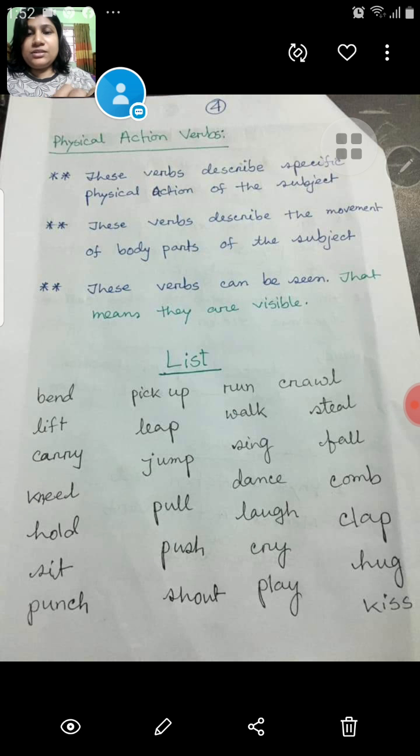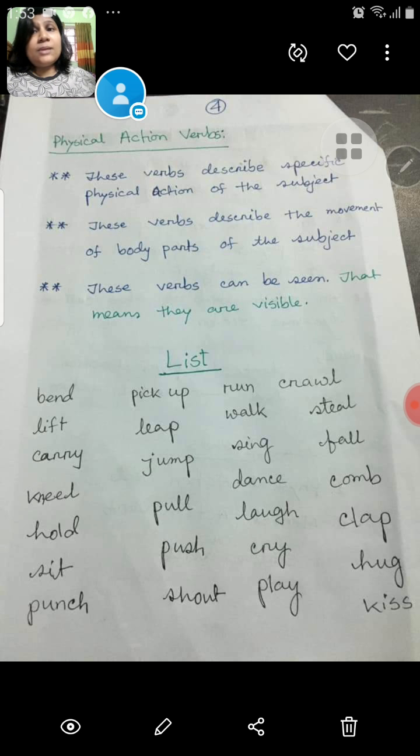Here I have written a list, and I will send you the photos also. Bend: you know what bending is. Lift, carry: I am carrying my pens, I am carrying my phone. Then hold, sit, punch, pick up, leap, jump, pull, push. Then shout, laughing, then run, then walk; you are walking with your legs.